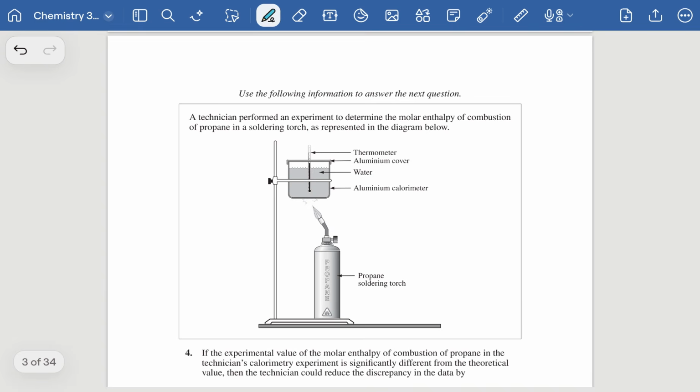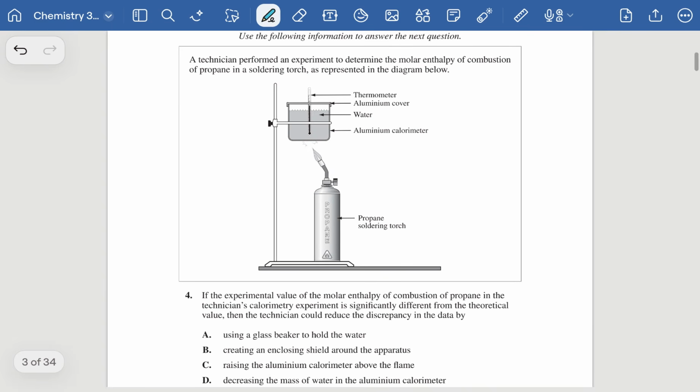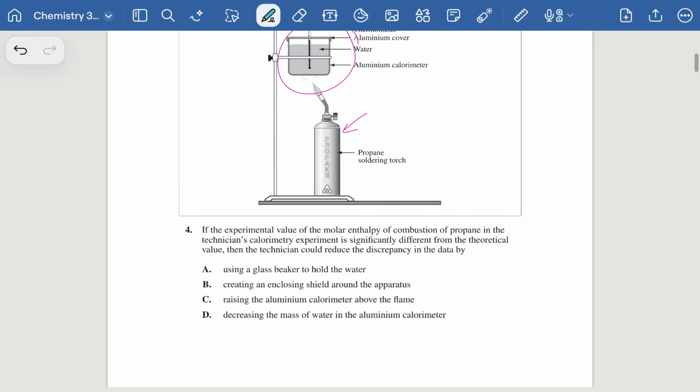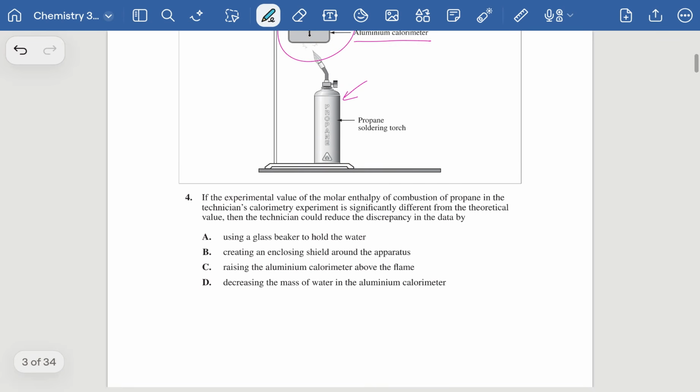Okay, so this next one, we have this calorimeter essentially, and we do have some propane being burnt, and we're seeing how it affects the water. It tells you that you have an aluminum calorimeter. Within the question, it's telling you that when you go in to do this experiment, you have a significantly different value from the theoretical value. So your experimental value is off. To make it more efficient, to reduce the discrepancy, we want to look at what we can do.